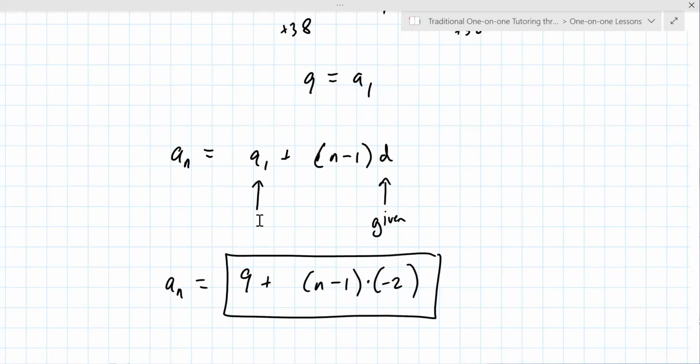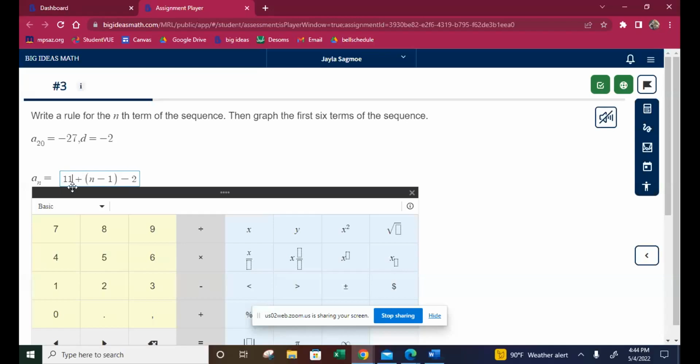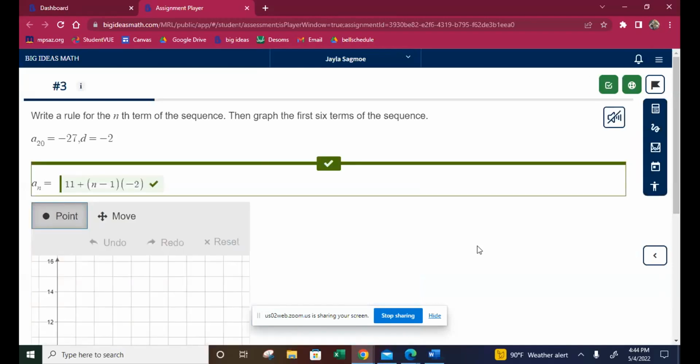I'm saying that it's wrong. Okay, well, let me take a look at what you entered. Oh, it's 11. I'm sorry. It's 11, not 9. Sorry, I didn't add right here. Oh, okay. And that needs to be in parentheses. Also, okay, there it is.